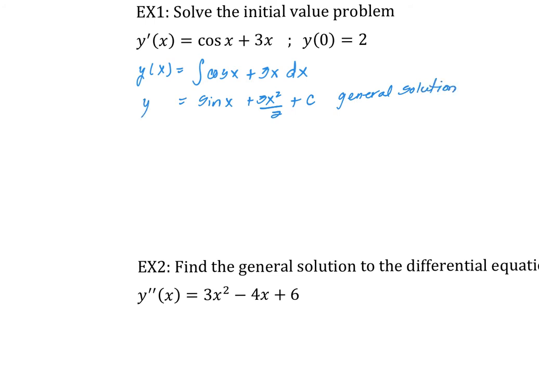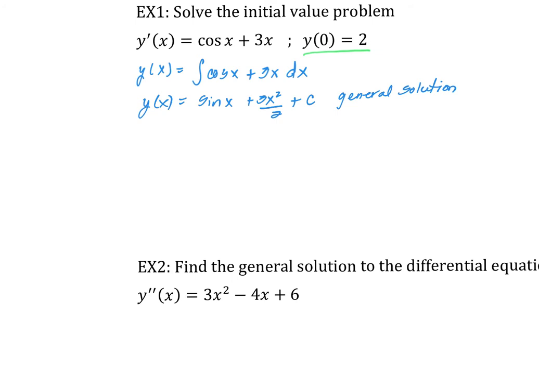Because of that constant c, y of x equal to sine of x plus 3x squared over 2 plus c is the general solution to our differential equation. And now we're going to use these initial conditions that y of 0 is equal to 2 to find the specific solution to this initial value problem.